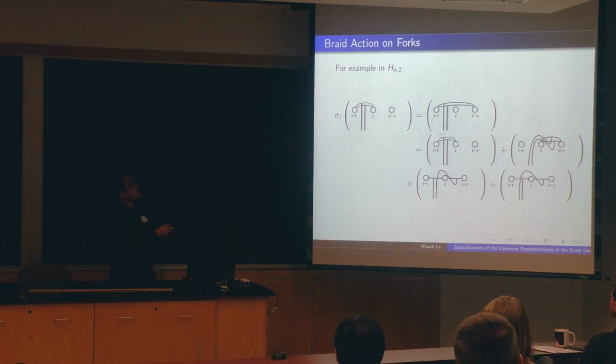So for example, in H of n, 2, we have the braid group action on this standard fork by twisting the i-th and (i+1)-th punctures in a clockwise direction, and the strands just come along for the ride. And we can actually break this fork down into simpler forks. And we also have rules that turn these forks into a standard fork. These rules are, if we want to pass a handle through a puncture, it costs us a factor of q. And if we want to pass a handle through a handle, then it costs us a factor of t.